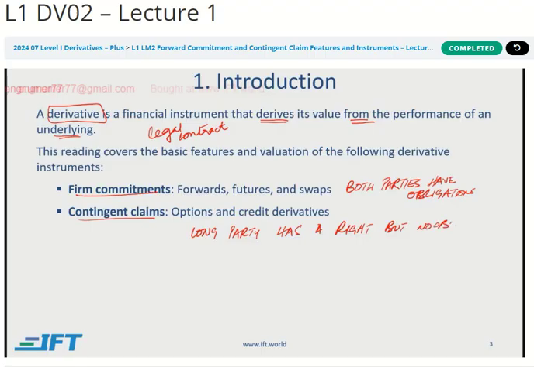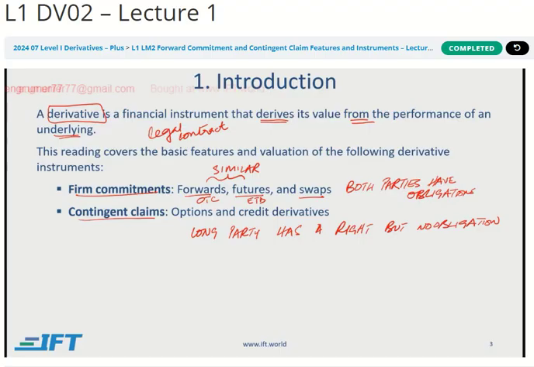So this is the basic difference between these two. A firm commitment is basically just that: you are firmly committed, you cannot change your mind. You have an obligation, whether it is a forward, a future or a swap. Forwards and futures are very similar in nature. The only difference is that forwards are over the counter and futures are exchange traded derivatives. We talked about the difference between over the counter and exchange traded in a previous video, and we will re-emphasize it during this video as well.